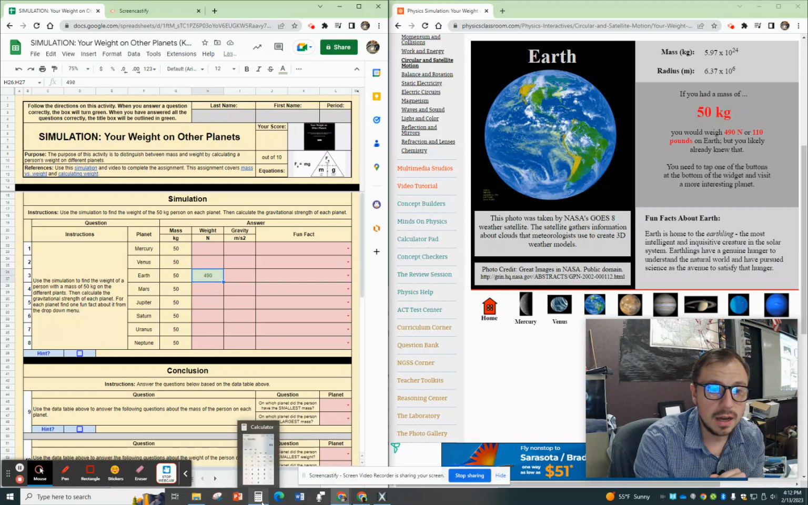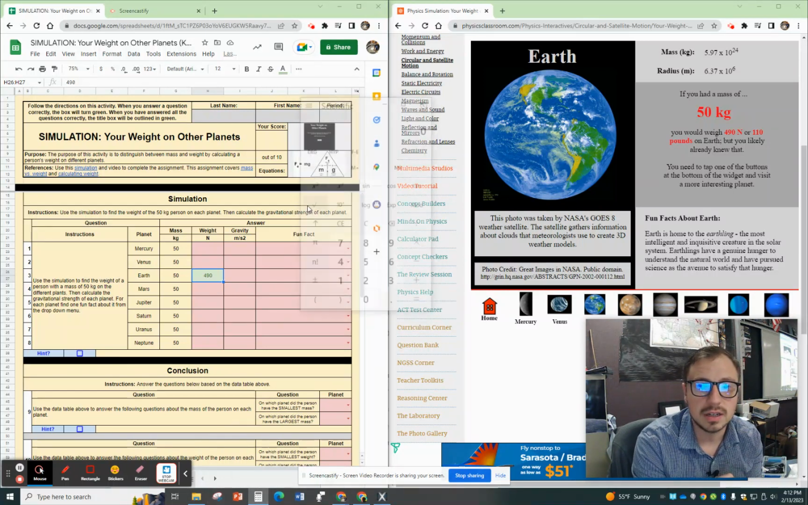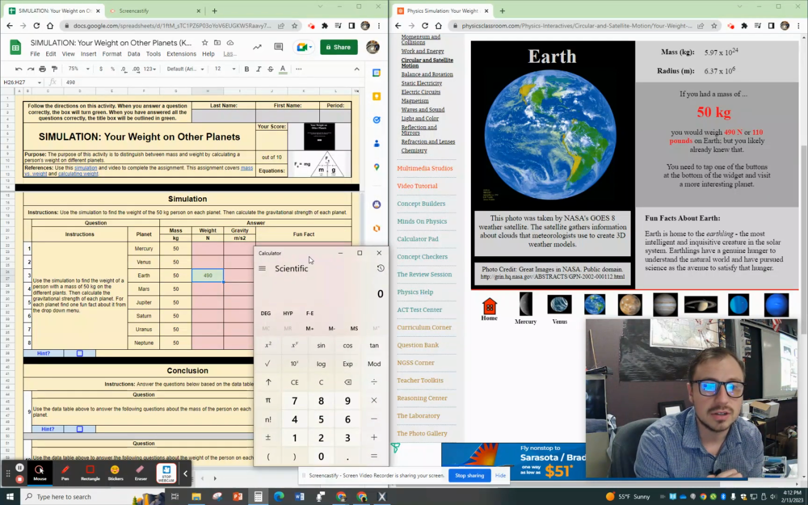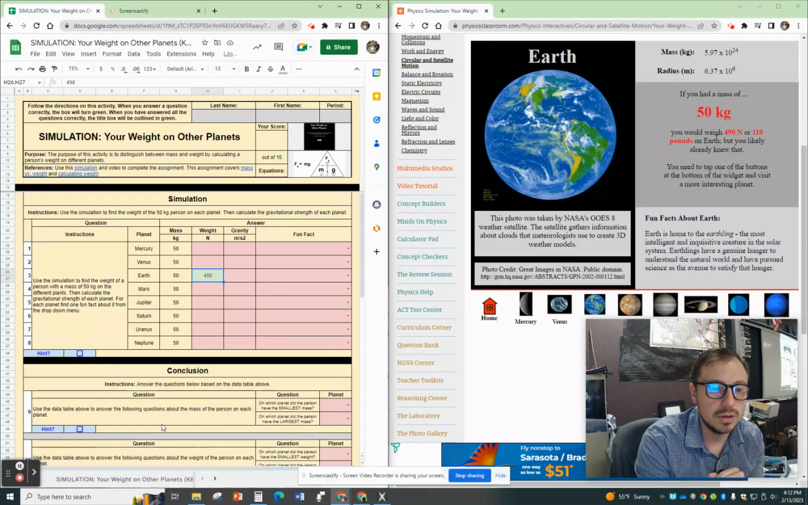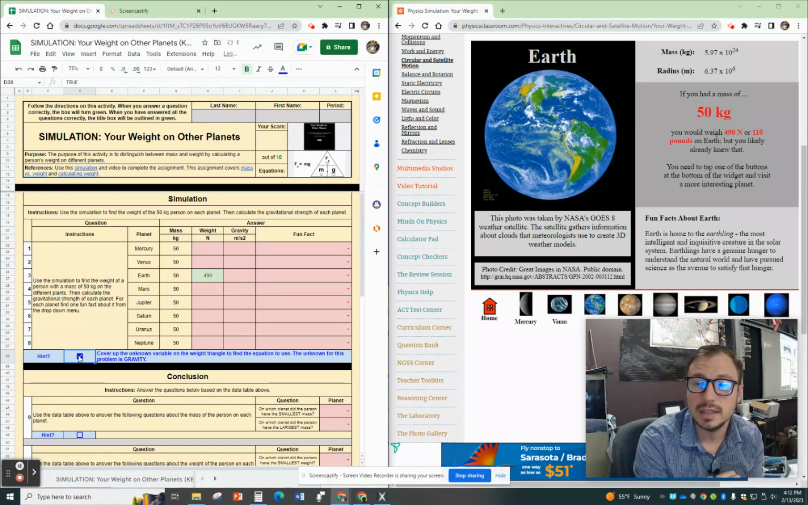Now I'm going to go ahead and get the calculator out, because we're going to need to calculate the strength of gravity. So in order to do that, let's get our hint here. Cover up the unknown variable on the weight triangle to find the equation to use. The unknown for this problem is gravity. So we need to find that gravitational strength. So you cover up gravity, you get the weight divided by the mass.